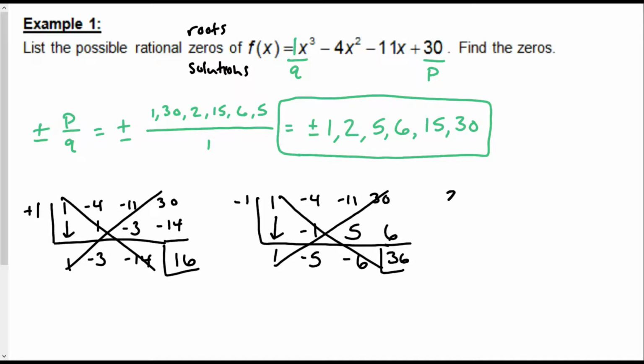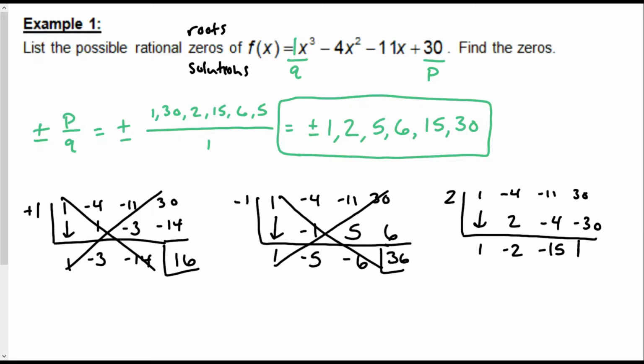Next on my list is the number 2. 1, -4, -11, and 30 again. Rinse and repeat. Take that first number, copy it down. 2 times 1 is 2. -4 plus 2 is -2. 2 times -2 is -4. -11 minus 4 is -15. 2 times -15 is -30. And 30 minus 30 is 0. I got a remainder of 0.